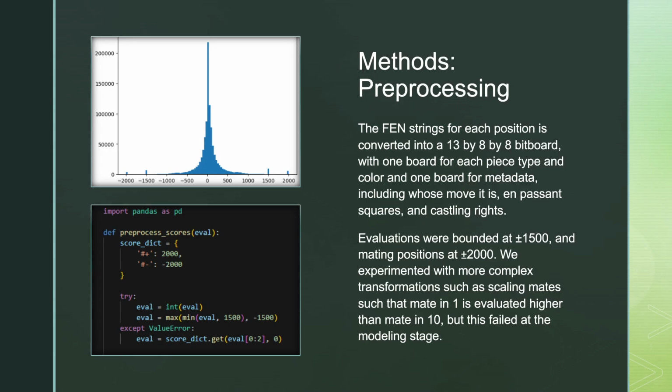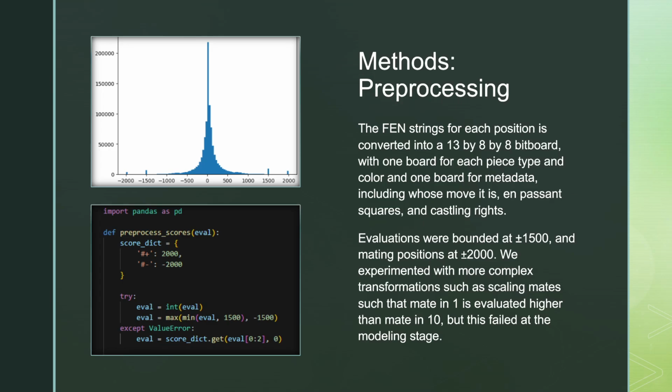As far as the pre-processing step goes, there were two major components to look at. That is pre-processing the FEN strings and pre-processing the evaluations themselves. So regarding the FEN strings, what we ended up doing was taking in the FEN string and splitting it into 13 different 8x8 bit boards, where each bit board represents a different piece, like a different set of data. So for instance, one's going to be different pieces for white, another's going to be different pieces for black, and then the last one is going to be some metadata, so en passant squares and castling rights, etc.